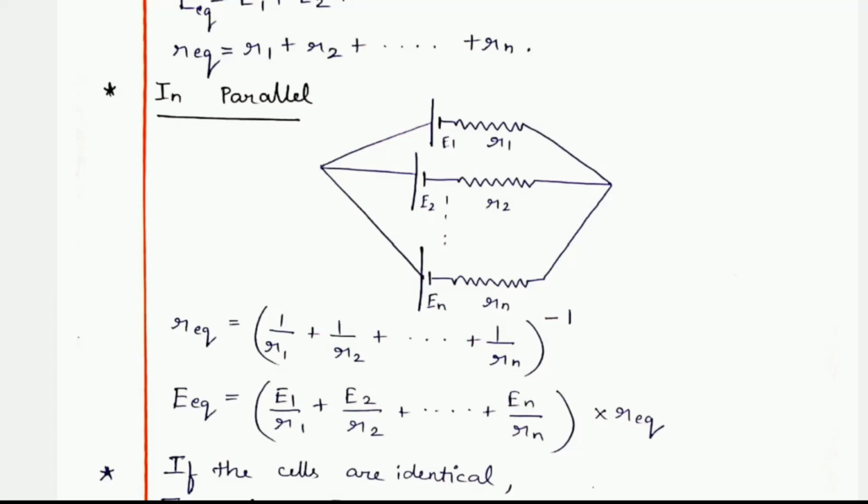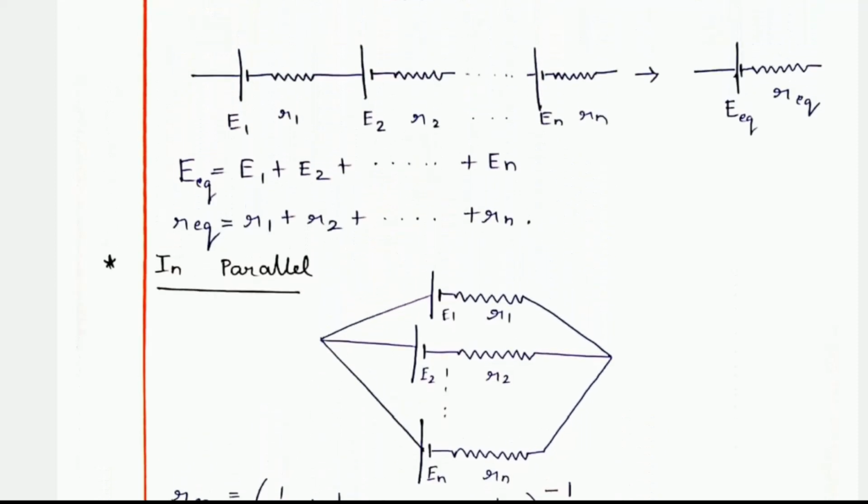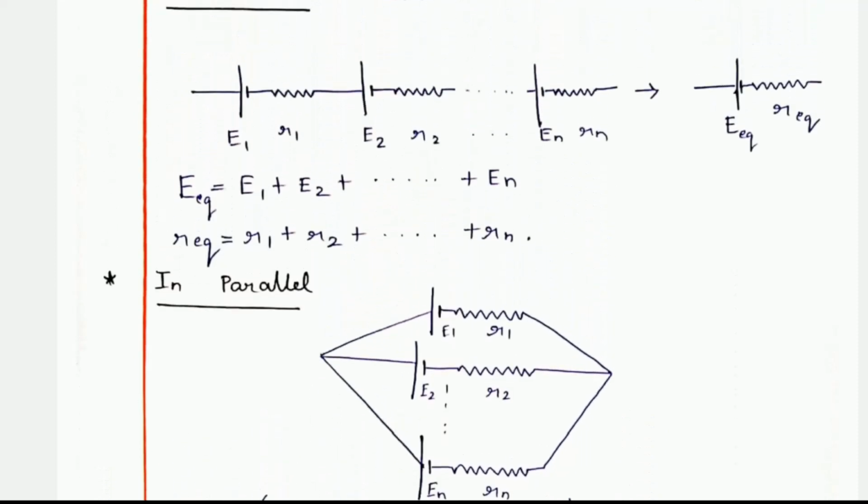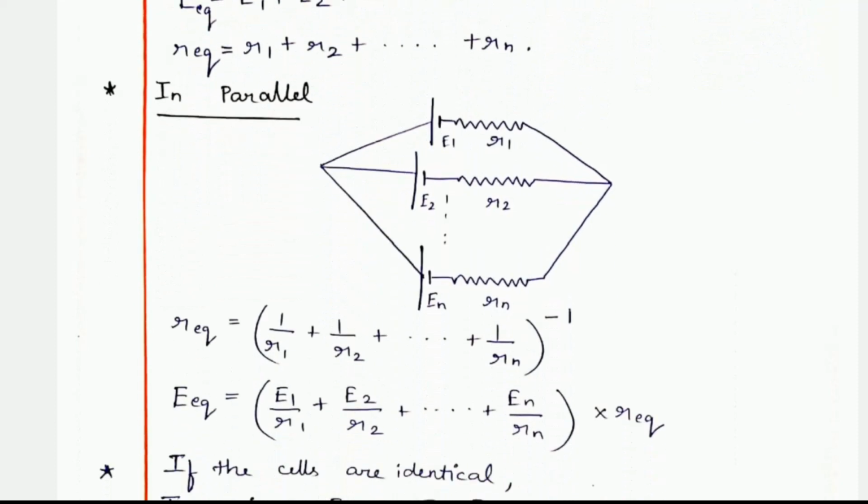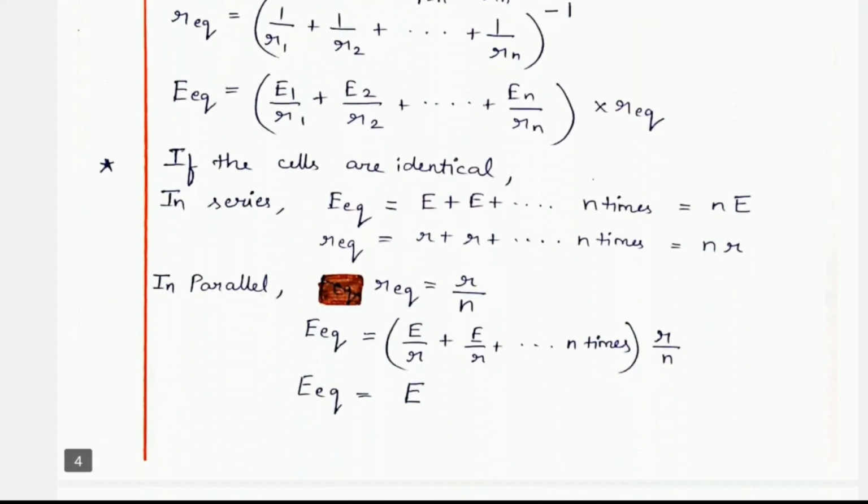Alright. Now let us consider that all the cells that we have used here are identical. That means they have the same EMF and the same internal resistance. So if all the cells are identical, then in series the net EMF will be, you have to add E n times. So the net EMF will be nE, and the net internal resistance will be nR.